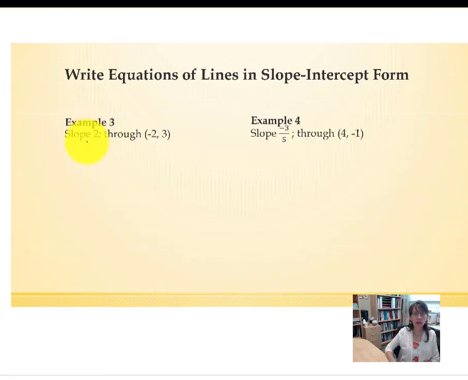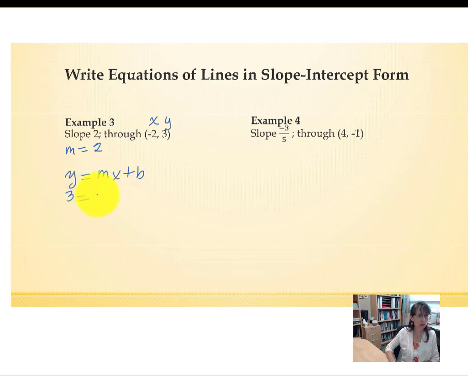For example 3, we don't have 2 points given. However, we are told what the slope is and one of the points that goes on the line. So we have our x value of -2, y value of 3, and m equals 2. So we can go directly to y equals mx plus b and make the substitutions.